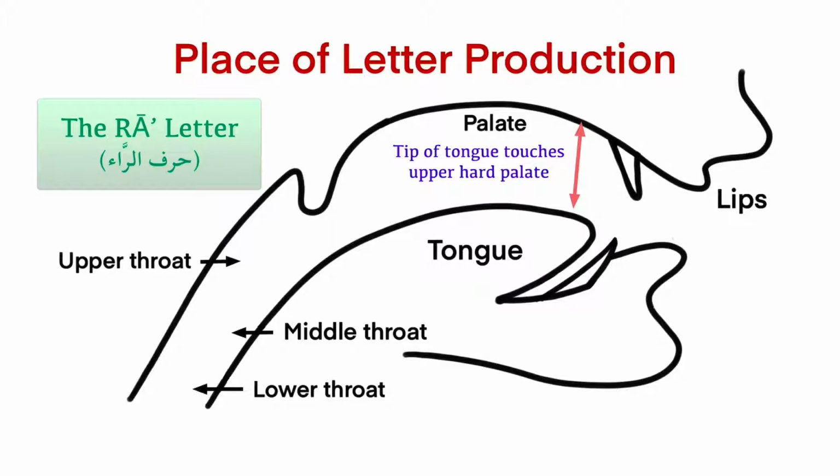In this diagram, we see how the letter Ra is produced. It is produced by the tip of the tongue touching the upper hard palate. Try it. Ra, Ra, Ru, Ri, R. Luckily, the letter is shared between both languages, English and Arabic. It should be easy for you to produce.